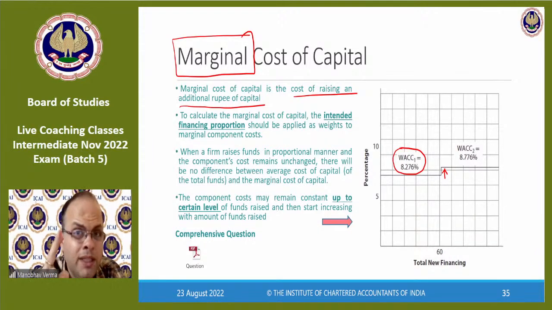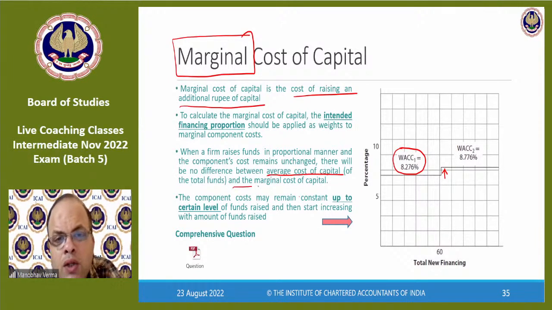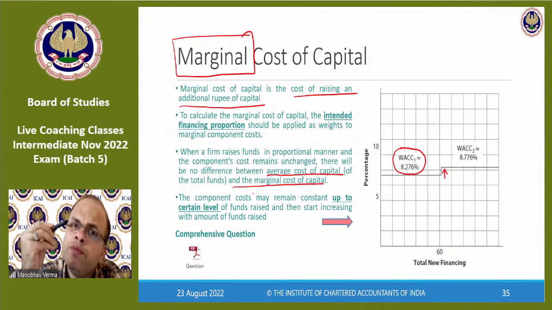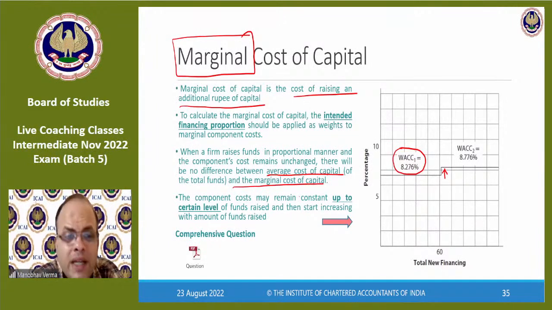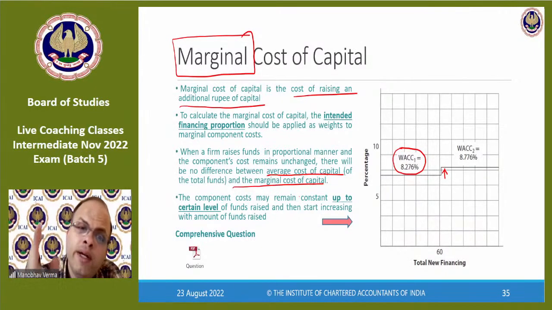What it means is probably your reinvestment is coming from retained earnings. In that case, your average cost of capital and marginal cost would be the same, but only up to the point where I'm going outside for raising additional capital. Because as I go outside to raise fresh capital, my marginal cost will increase and will not be equal to the average cost of capital. So my marginal cost of capital is the same as average cost till the point of certain capital infusion.